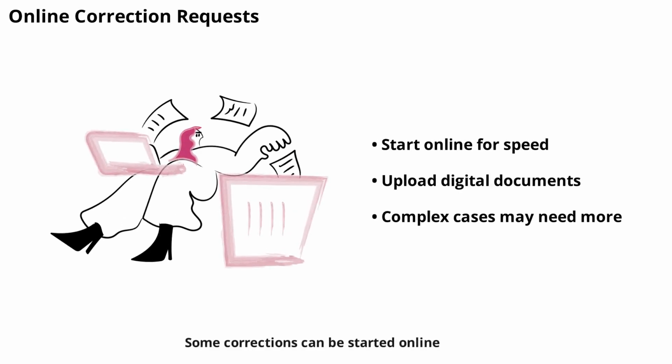Some corrections can be started online through your My Social Security account. This is often the fastest way to begin the process. Upload digital copies of your supporting documents and follow the instructions provided. If your situation is complex, you may still need to mail documents or visit an office.